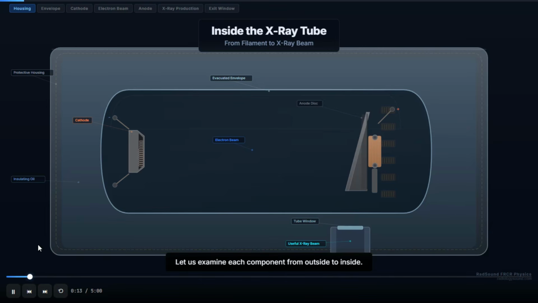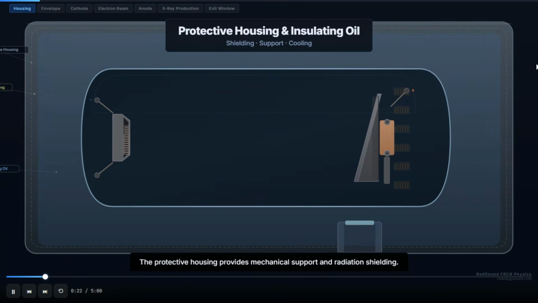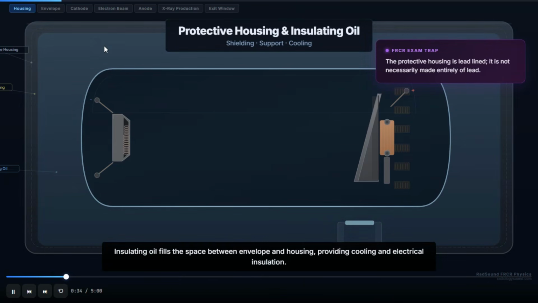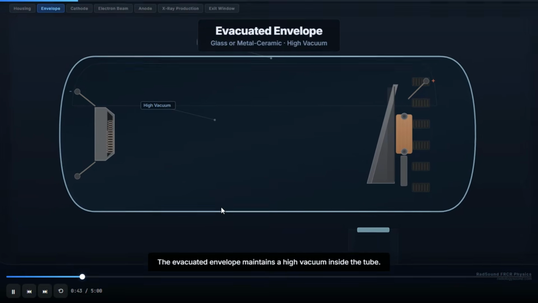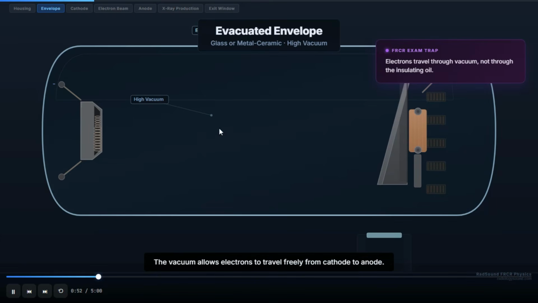Okay, let's discuss each component from outside in. Very important. We have the outer shell, the outer protective layer. It is mostly formed from lining layers to allow for mechanical support and protection from leakage radiation. After that, we have insulating oil between them for electrical insulation and also convection of heat outside. Then we have the inner layer, the envelope housing, made from metallic ceramic or glass, which helps provide a high vacuum that allows electrons to travel freely without collision from the cathode to the anode.